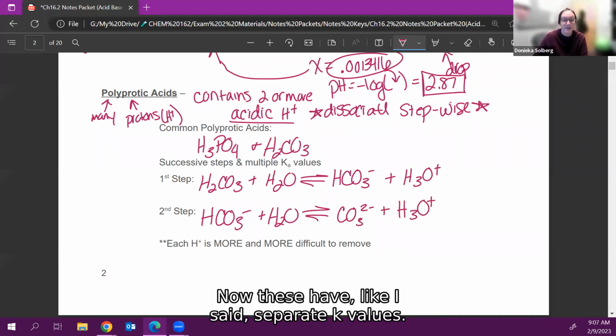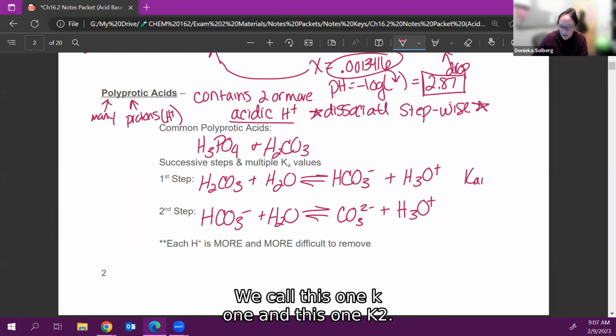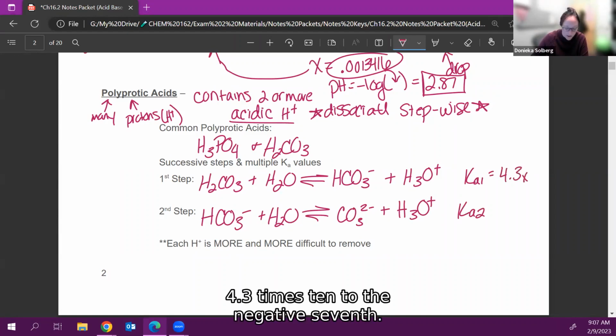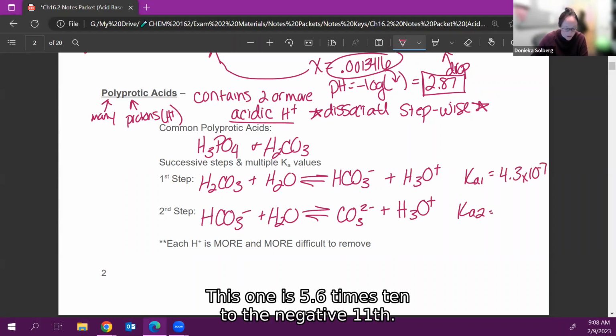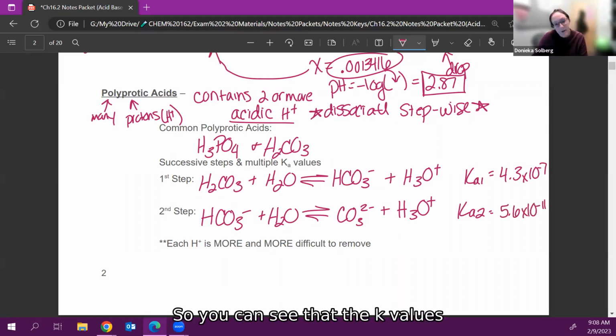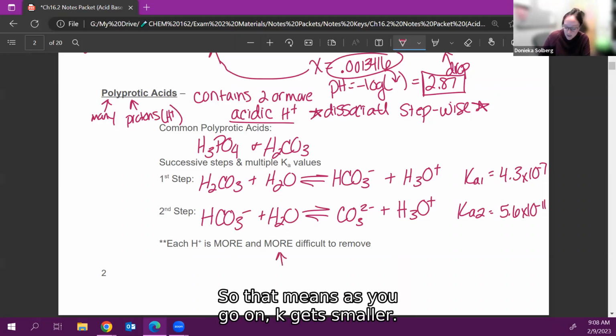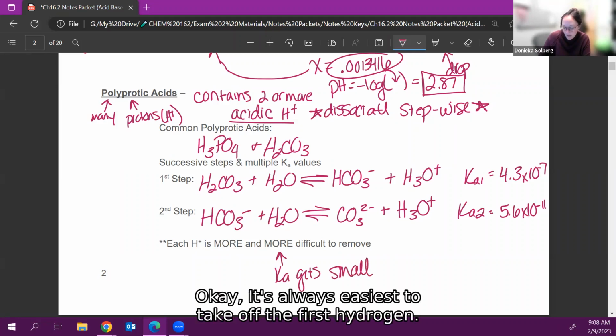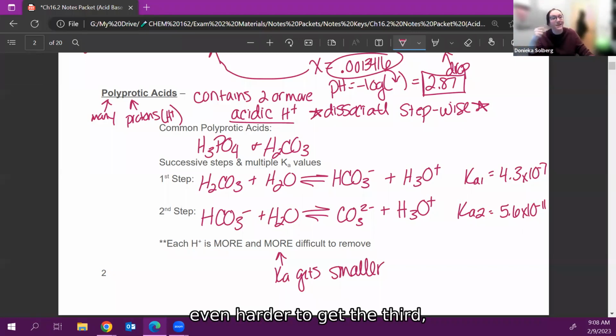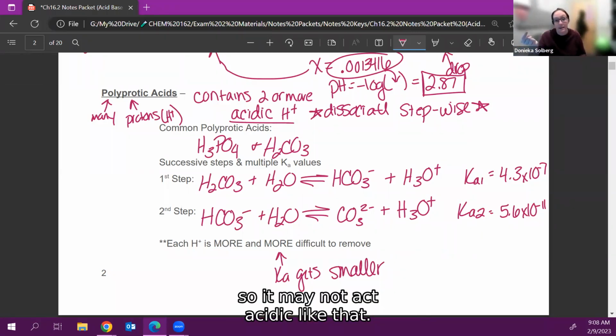Now these have, like I said, separate K values. We call this one Ka1 and this one Ka2. The first one, the actual value is 4.3 times 10 to the negative 7th. This one is 5.6 times 10 to the negative 11th. So you can see that the K values get smaller as you go on. Each hydrogen is more and more difficult to remove. So that means as you go on, Ka gets smaller. Okay, it's always easiest to take off the first hydrogen, harder to do a second. And if there is a third, even harder to do the third. So it may not act acidic like at all.